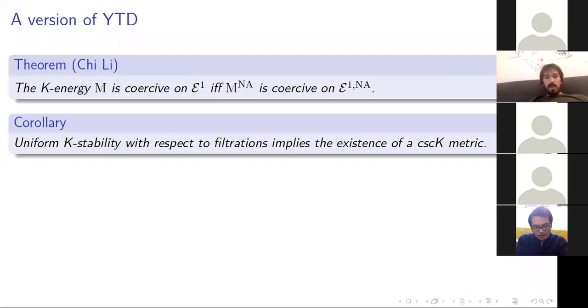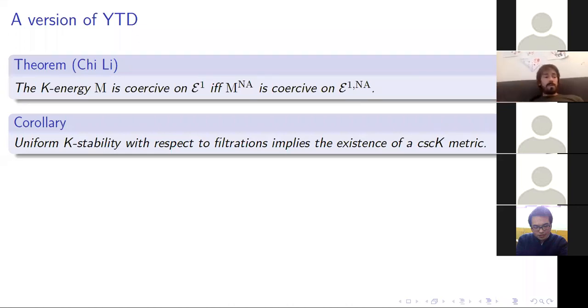But Chile is already able to reduce the coercivity on the right-hand side to a smaller space, where you don't work with test configurations, but with a generalization of that, which are filtrations on the space of sections. It has been understood for quite a while that test configurations can be viewed as filtrations on the space of sections, but they are finitely generated filtrations in some sense. And if you remove the finite generation condition, then you get uniform K stability with respect to filtrations.